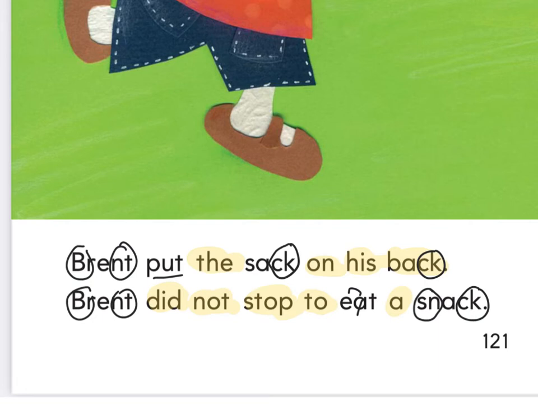Practice reading this. Push pause. Practice reading it three times. Then press play to read together. I want you guys to whisper read. Fingers moving, eyeballs moving, mouths moving. Okay, let's read together. Fingers ready. Put your finger under the word Brent. I'm waiting on everybody's fingers. Ready and read. Brent put the sack on his back.